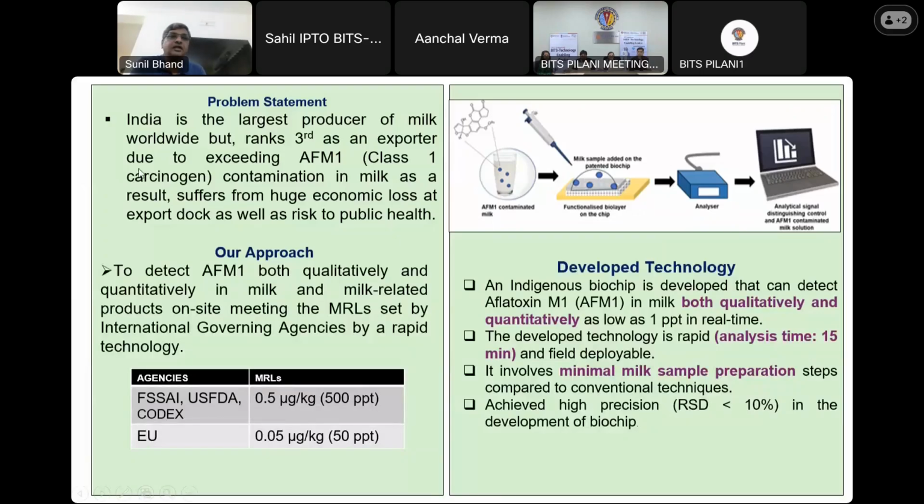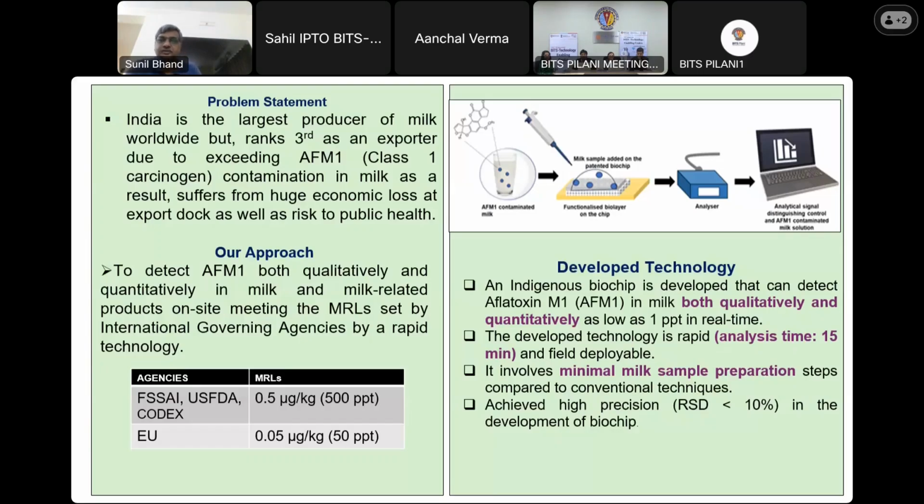So if I look at the problem statement now, India, despite being the largest producer and not an exporter, we suffer a lot of economic losses. So our approach was to come up with a solution primarily which can meet the standards of Codex, which is 500 parts per trillion or 0.5 microgram per kg of milk. And the EU is 0.05. So while the US FDA is 0.5, the EU is 0.05, 50 parts per trillion versus 500 parts per trillion. That's one problem statement. And through our project only, we brought these milk AFM1 limits in the country. It was not existing in 2017. So one major breakthrough was awareness and the need because of the economic losses.